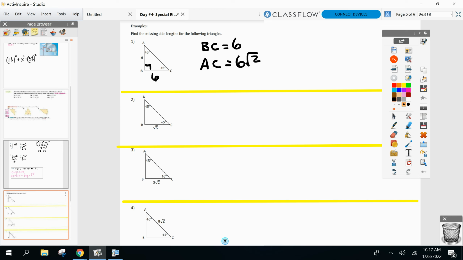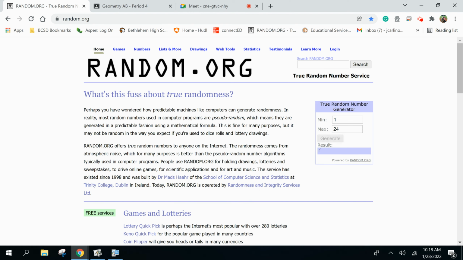Number 2, we see a 45, 45, 90. What's radical 5? Leg or hypotenuse? Leg. Perfect. I just want to make sure we know all the different pieces. So AB, how long's AB going to be then? 3.